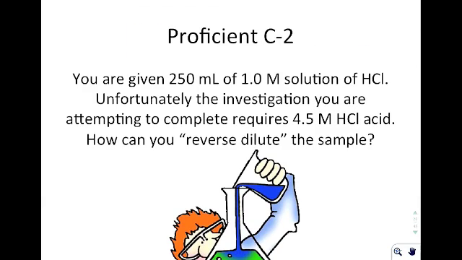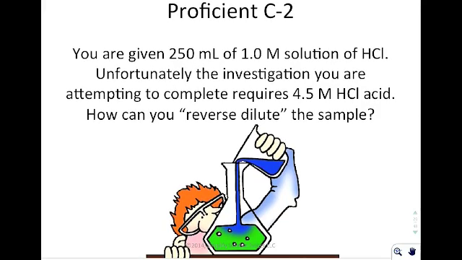Next, we see you are given 250 mils of 1 molar HCl. Unfortunately, this investigation you are attempting to complete requires 4.5 molar acid. How can you reverse dilute the sample? So let's look at it just from the equation perspective to begin with.